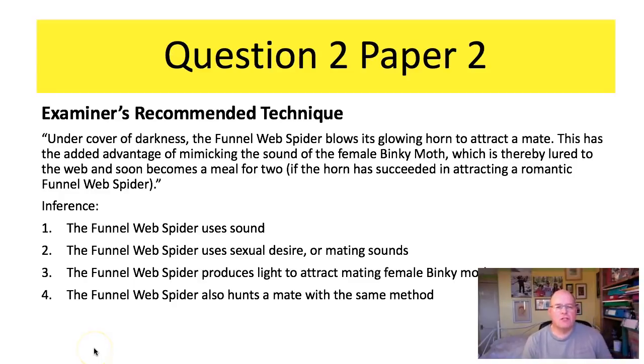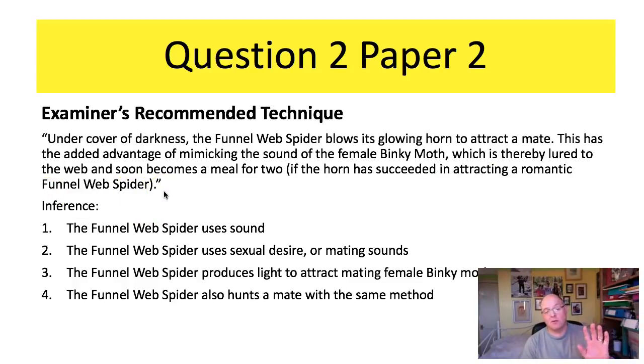Okay, so we've established that another problem is that you can infer, but you might infer about the wrong part of the text that's not relevant to the question, which you remember was about methods. So let's have a look at a different sentence that might appear. Under cover of darkness, the funnel web spider blows its glowing horn to attract a mate. This has the added advantage of mimicking the sound of the female binky moth, which is thereby lured to the web and soon becomes a meal for two, if the horn has succeeded in attracting a romantic funnel web spider.